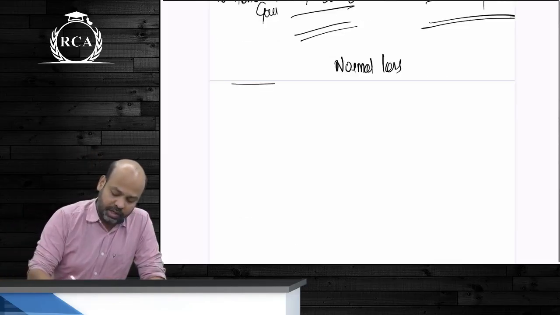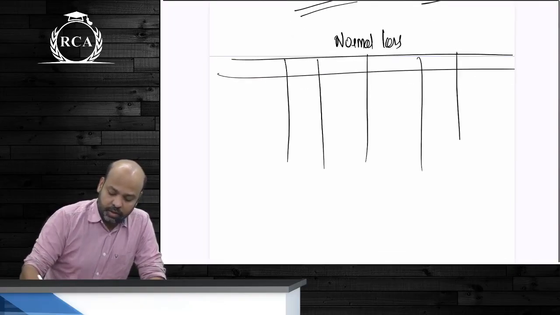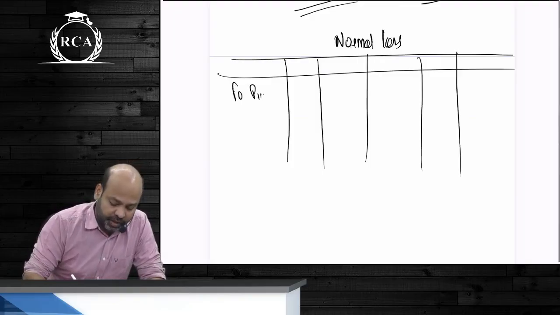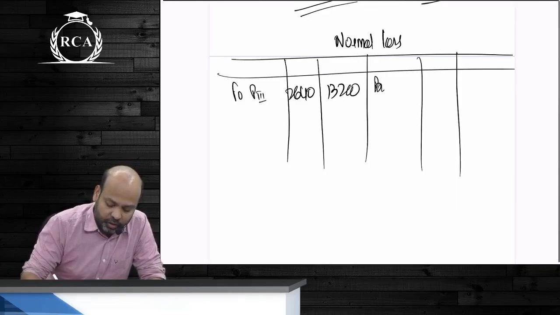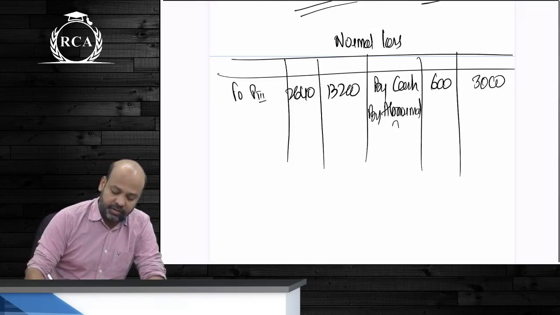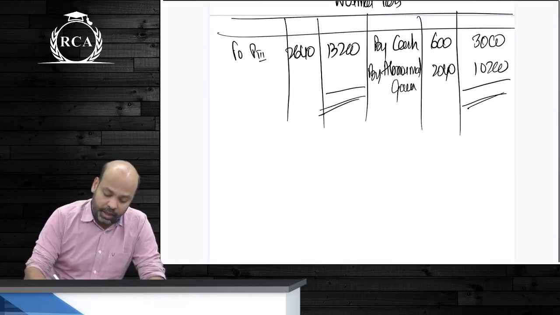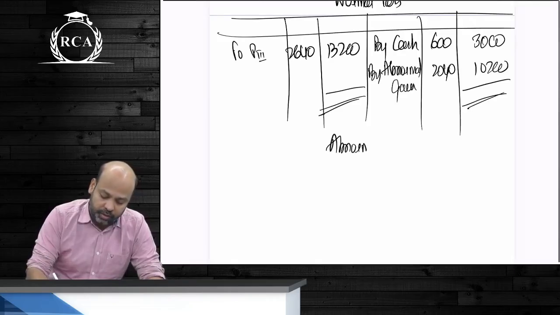Prepare normal loss and abnormal gain account, guys. Normal loss account, guys. What are we going to write? To process 3 account, 2640 units at 13,200, but we are actually selling only 600 units, so that will be at 5 rupees, 3,000. The rest, where will you adjust? The balance will get adjusted against abnormal gain beta, 2040 at 5 rupees, that will be 10,200. And then prepare beta abnormal gain account.